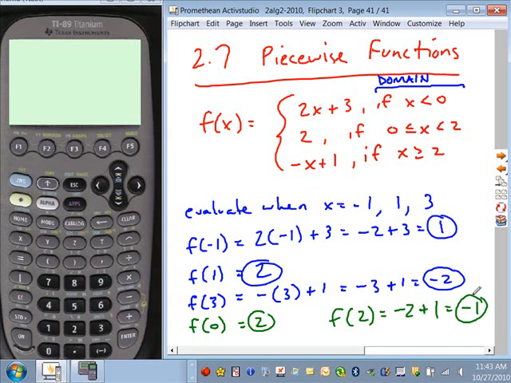Okay. This is the only thing from this section that we are going to do. We're not going to graph it. We're not going to talk about any of the other relationships. We're simply going to evaluate when x is a specific number. Are there any questions?